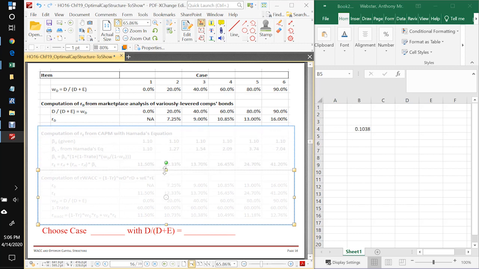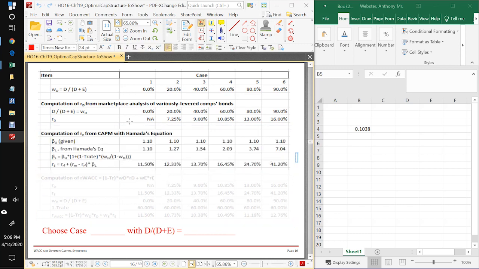And then we had to go through and do the similar thing with the equity cost of capital. So first, we went out in the marketplace and just looked up comps to get our debt cost of capital. And then for our equity cost of capital, we used our CAPM model with Hamada's equation. And we saw on the previous page how that worked out. So we found for comp firms that are levered to about 40% debt to enterprise value, the cost of equity capital is about 13.7%.